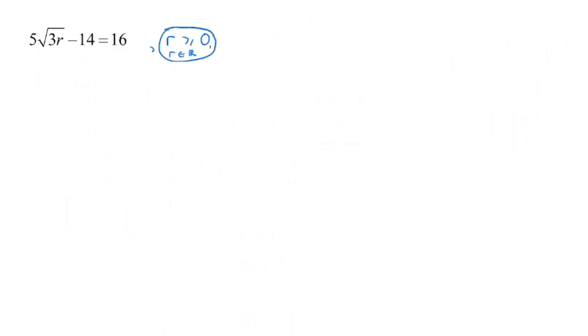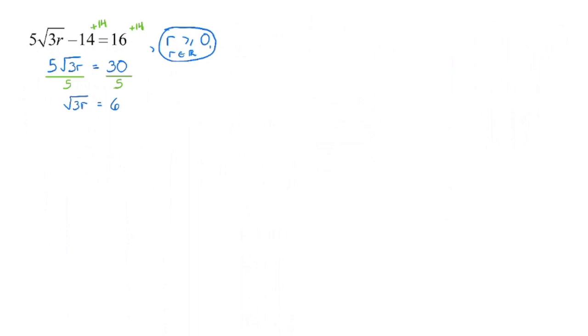Now, we need to isolate this radical. Just like doing order of operations in reverse, I'm going to first remove any piece that we are adding or subtracting. So I'm going to add 14 to both sides, and then I still need to get rid of this 5 that I am multiplying by. So I'm going to divide that out of both sides. 5 divided by 5 is 1, so that's just going to leave us with that radical, which is what we want.